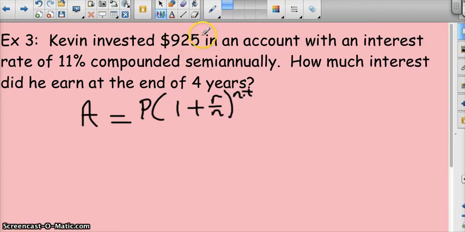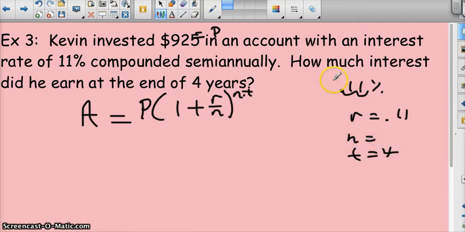The P is $925. That's what's being put in the account. The interest rate is 11%. I will turn 11% into a decimal by moving the decimal point back 2 places. Our R is 0.11. It'll be in the bank for 4 years. That's the T value. And we've got to find the N. How many times is this compounded per year? Well, it's compounded semi-annually, and semi-annually indicates twice per year.